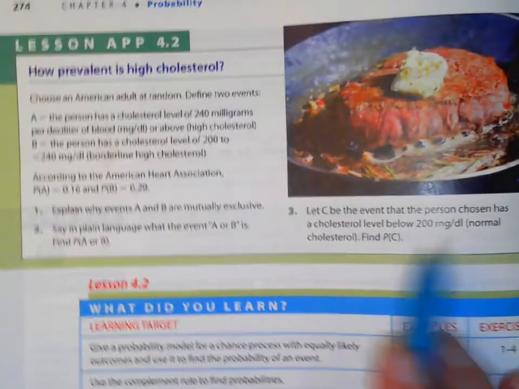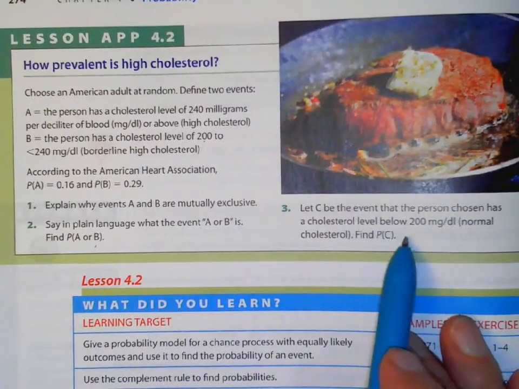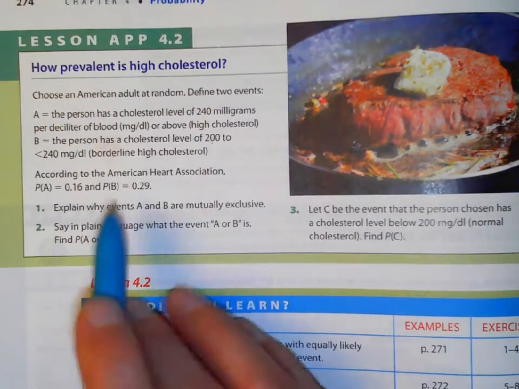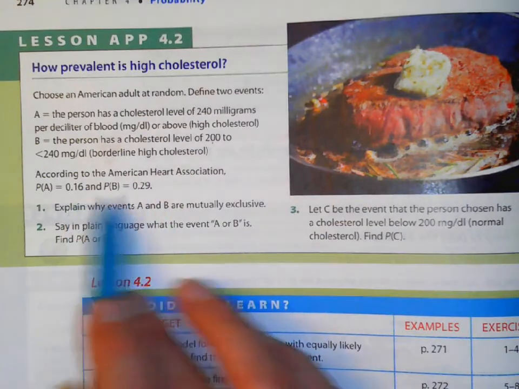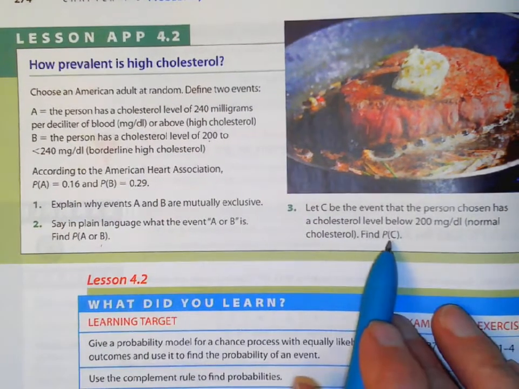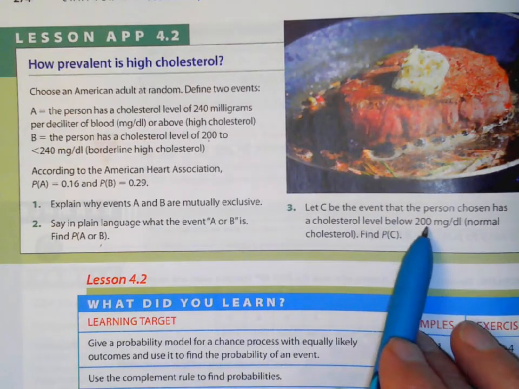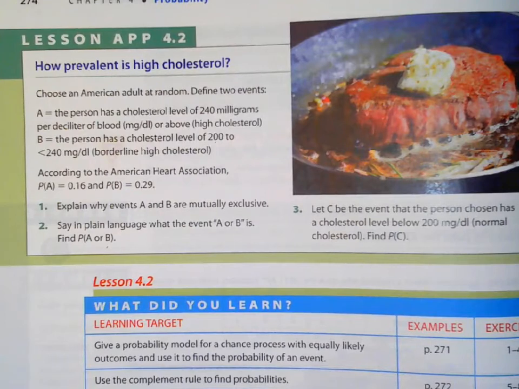Part C. Let C be the event the person chosen is below 200, so just normal or low. The easiest way to find that would be to take what we already found together as 45, so 1 minus 45 would be 55%. So less than 200 would be our 55%.